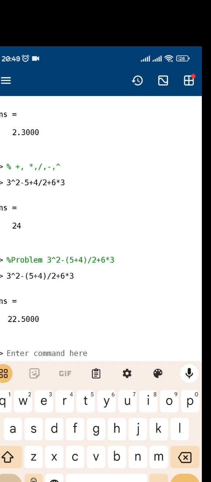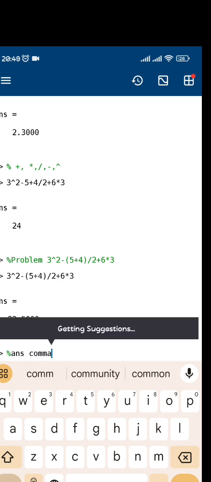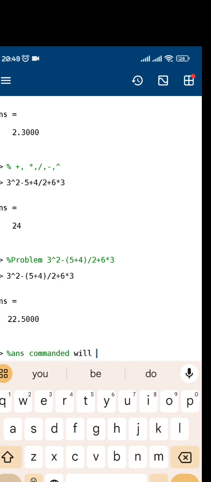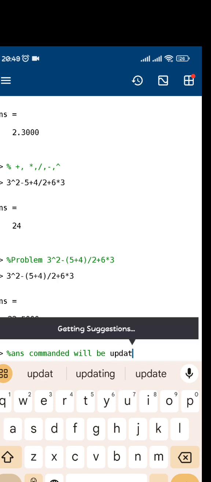So MATLAB prints the answer and assigns the values to a variable. Now for example, these values 24, 22.500, you can see that these are assigned like a variable is assigned to them. It is ans, a short form of answer, and it is stored in the MATLAB workspace, and whenever you call this answer again, MATLAB can use it in further problems. But remember, whenever you calculate answers over and over again, this ans variable will be updated. So you have to keep that in mind.